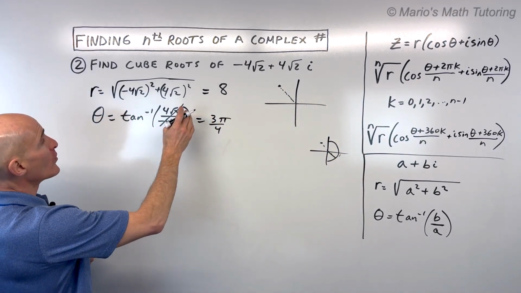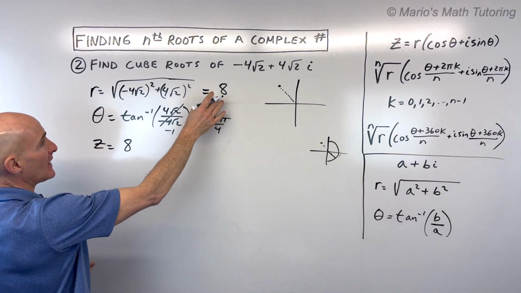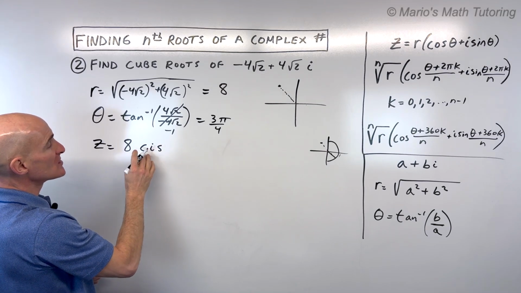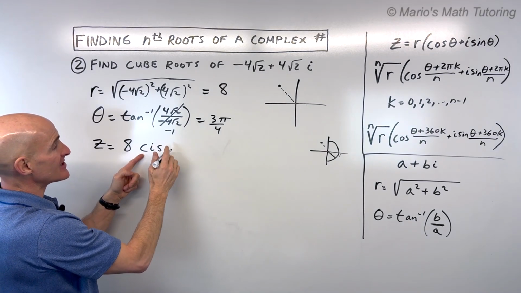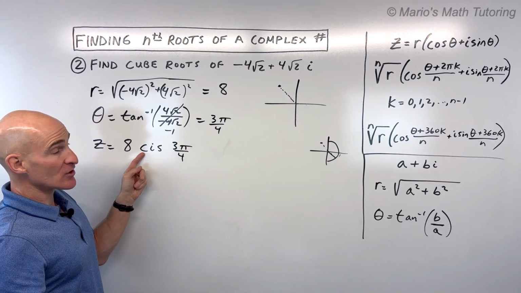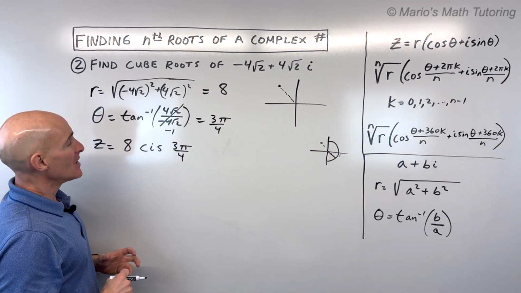Now if we write our complex number in trigonometric form, it's going to be 8. And then I'll even show you another shortcut too. Some teachers will use this condensed way of writing it. They say 8 cis 3 pi over 4. This just means cosine plus i sine. It's just a compact way of writing it.